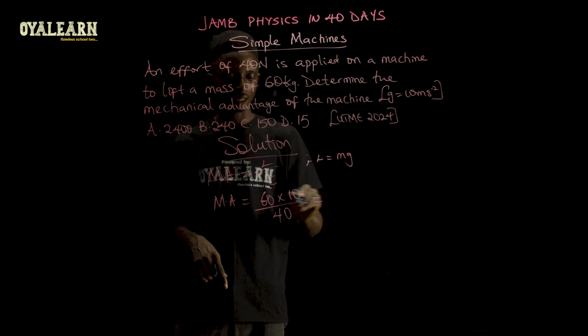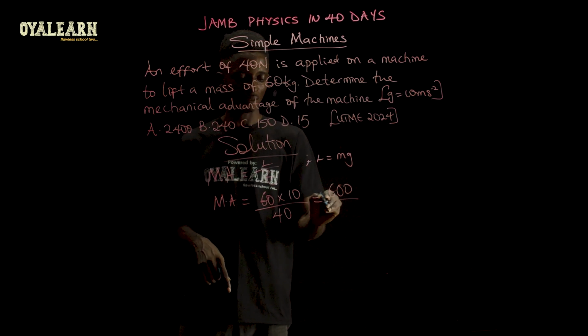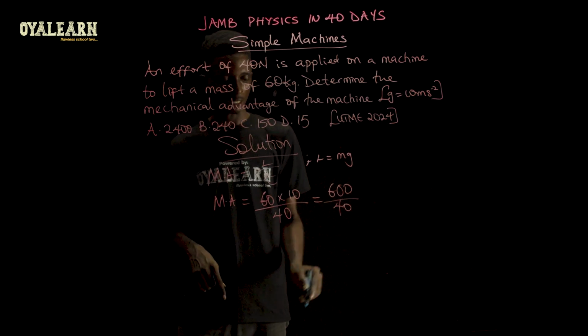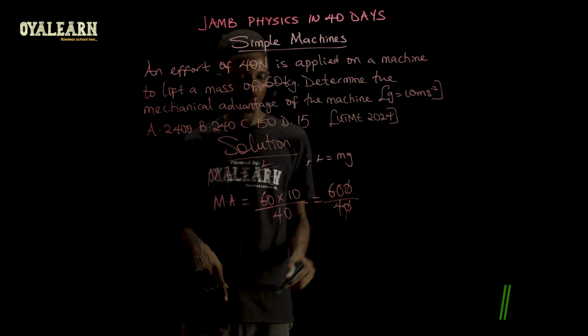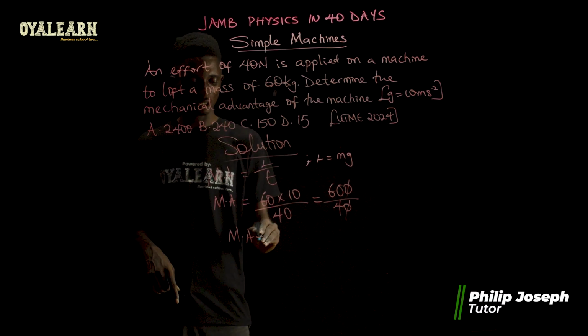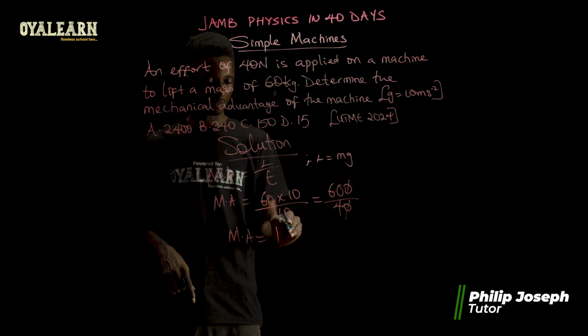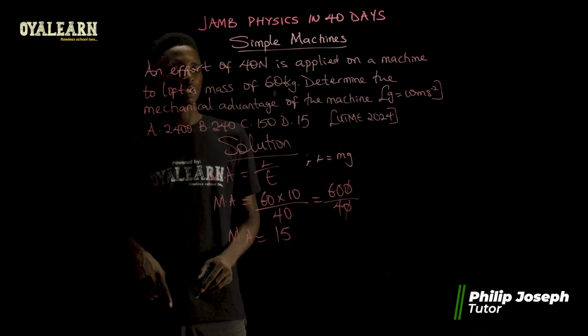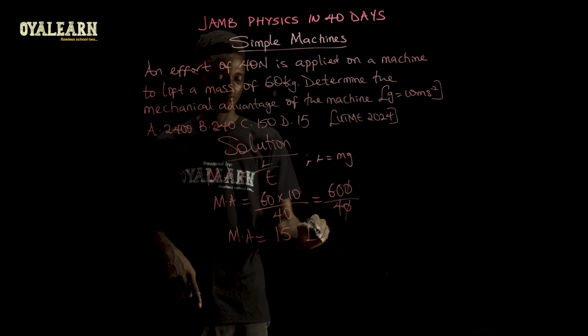Okay, now this would give us 600 divided by 40. So 0 cancels 0. So we have to divide 60 by 4. So mechanical advantage therefore is 15. So the correct option is D.